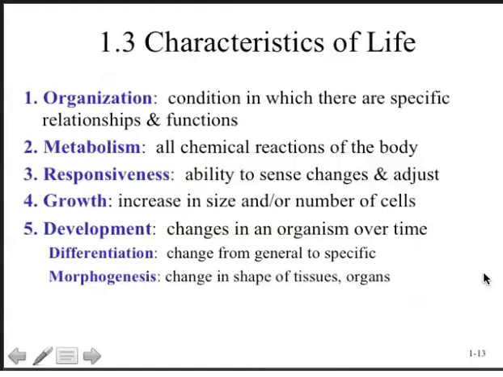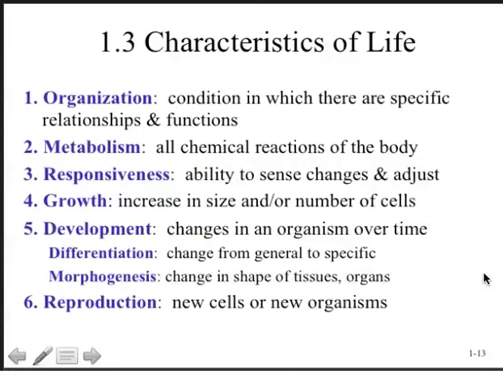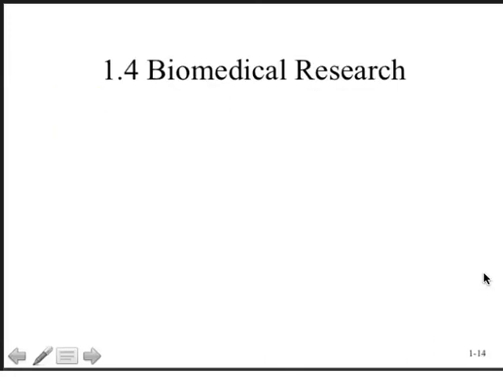Differentiation is defined as a change from general to a specific role in the organism, whereas morphogenesis is a change in the shape of a tissue or an organ from a more immature to a more adult form. And then finally, reproduction is the process whereby we generate new organisms.